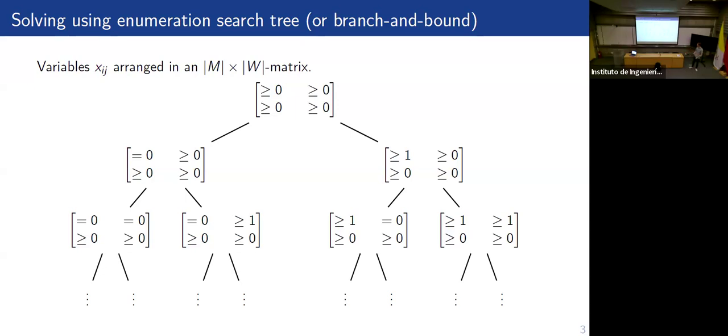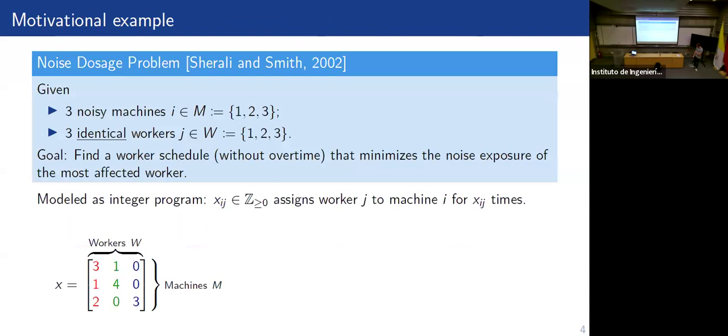the optimal solution. Now we are in the noise dosage problem example, and the important thing in this model is that the workers here, for the sake of the model, these workers are identical, which means that if I have a worker schedule like this, where now the variables xij are arranged in a matrix like this, in an n by w matrix. If we have a worker schedule like this, I can take the jobs assigned to the first worker and the second worker, and I can swap them. This will give me a symmetrically equivalent solution. And this is what we call a symmetry.